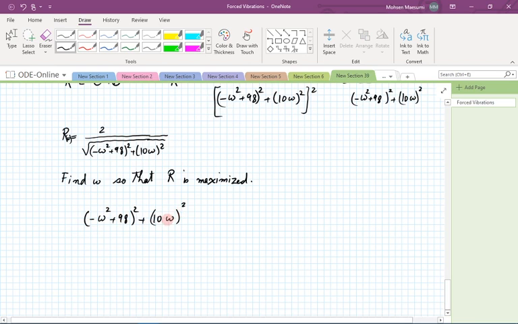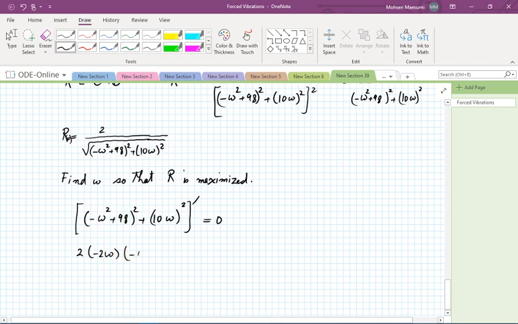So to find that, take the derivative of the radicand, set it equal to 0. A lot easier than taking the derivative of r itself. Well, what do you get? A factor of 2. Derivative of that is minus 2 omega.